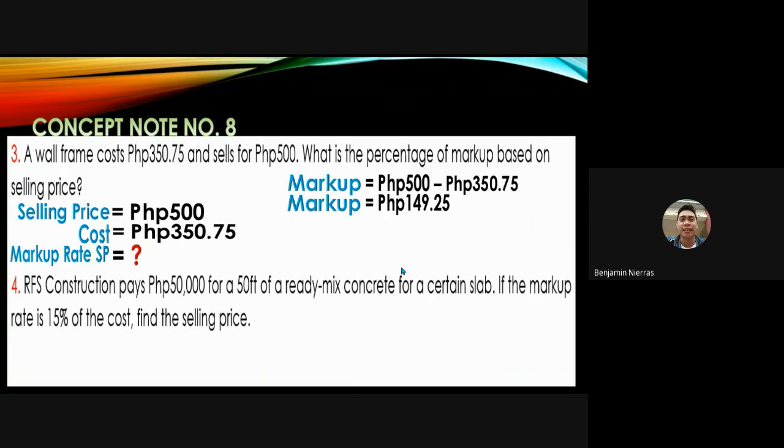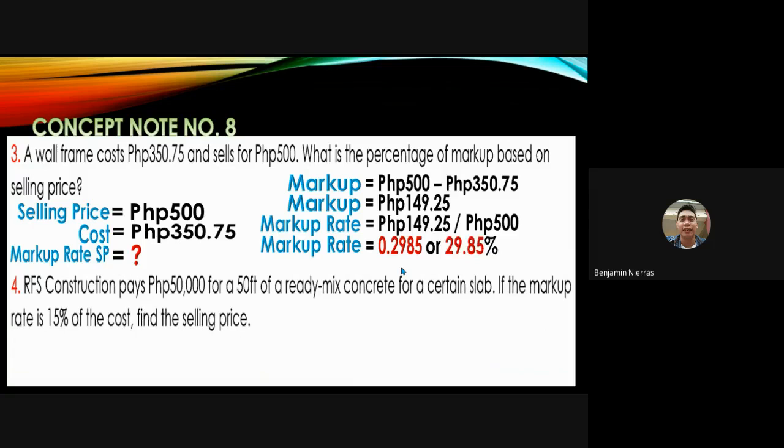That is not the answer. 149.25 will be divided by the selling price, 500. So the answer would be 0.2985 or simply 29.85%. Sir, bakit hindi 350 ang pinang-divide? Kasi we are looking for the markup rate based on selling price. So 500, not based on the cost. So markup based on selling price.